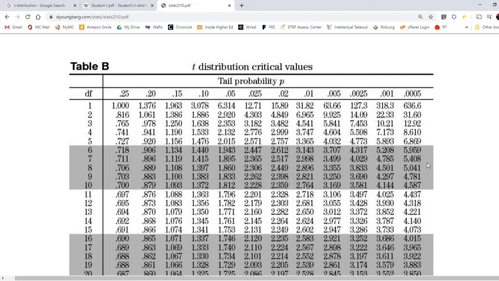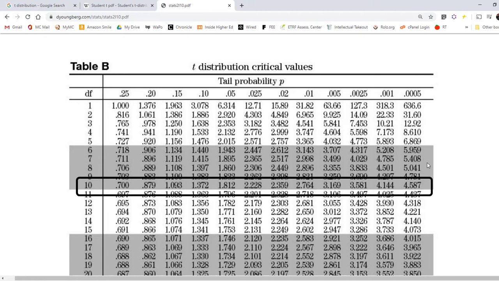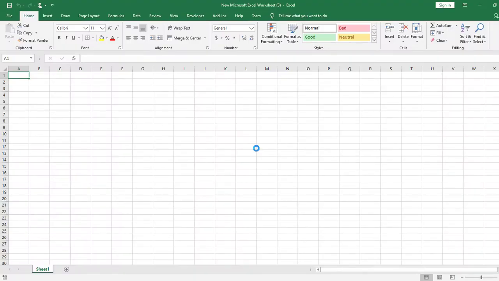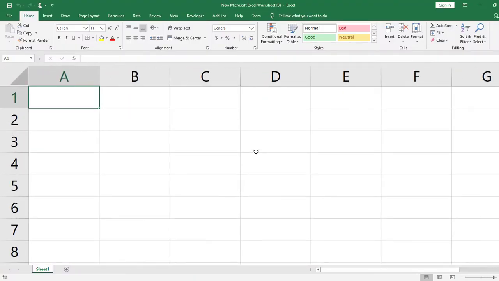So if you have 10 degrees of freedom, and then you had to see, what is my confidence level, what is my alpha, you would have to look it up on the table, and then you would find it. That's really annoying. The good news is Excel has this entire table built into it. And so we can use Excel to figure out what our critical value should be. So open up an Excel for me, please, just any blank one.